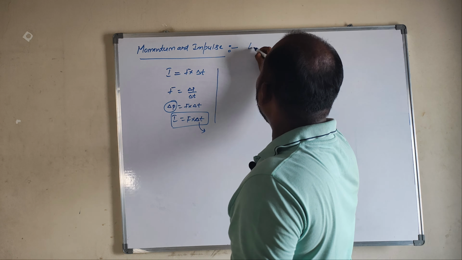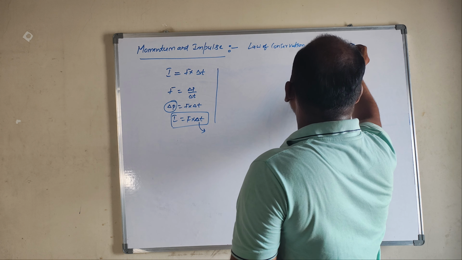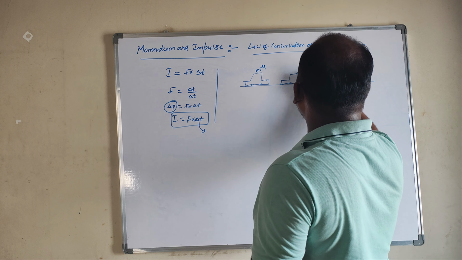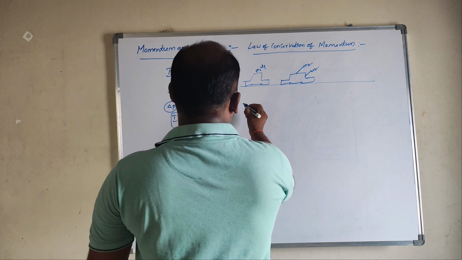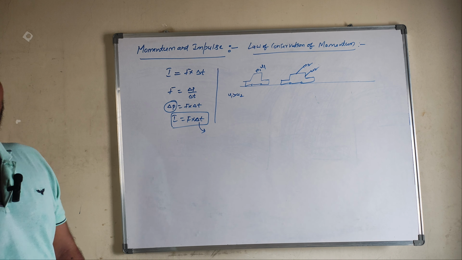So let's go with the law of conservation of momentum. Very simple. I am taking two cars here. One car has a mass of m1 and velocity u1. We have another car with mass m2 and velocity u2. The condition is very clear: u1 is greater than u2, so u1 has more value compared to u2. This is the condition for collision between the two cars.